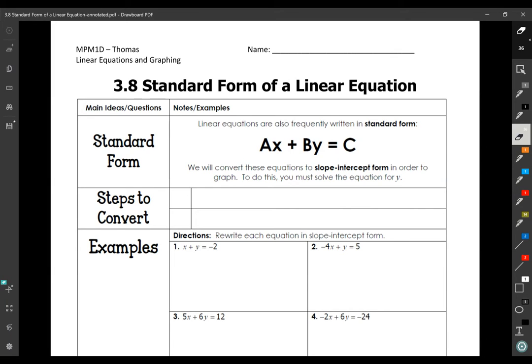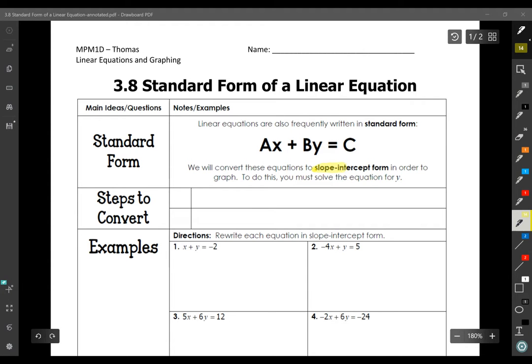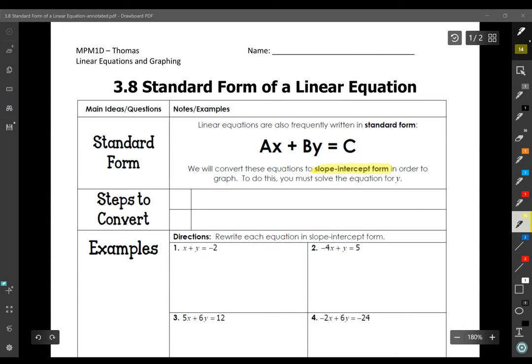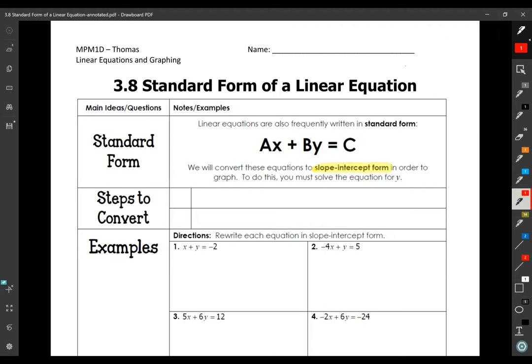Hey everyone, this week's lesson is going to be on the standard form of a linear equation. So last week we learned all about the slope-intercept form. If you remember, the slope-intercept form is y equals mx plus b. Okay, remember that? So slope-intercept, where we have the slope and we have the y-intercept. So that's why it's called the slope-intercept form, right?